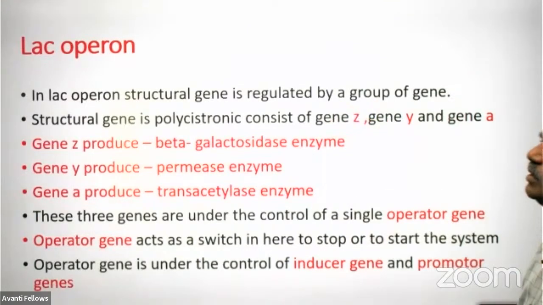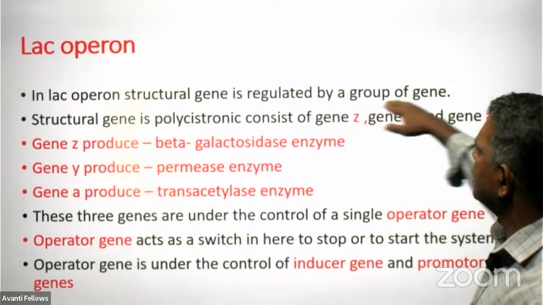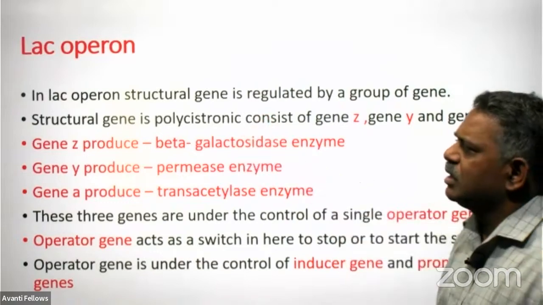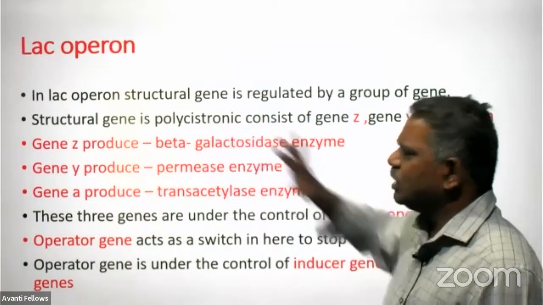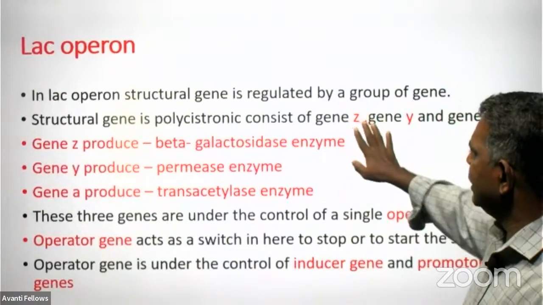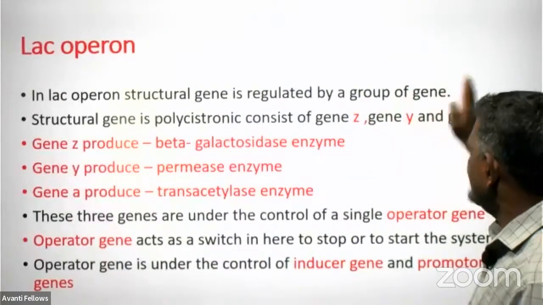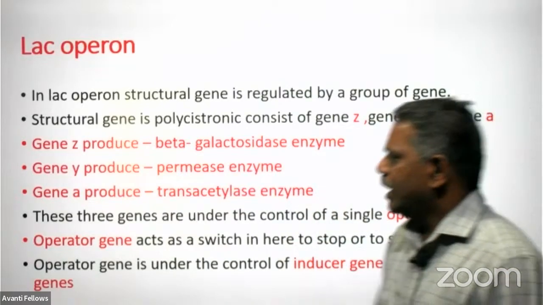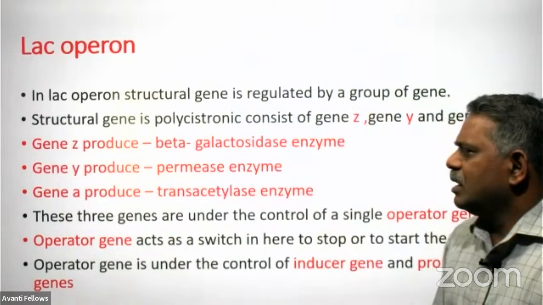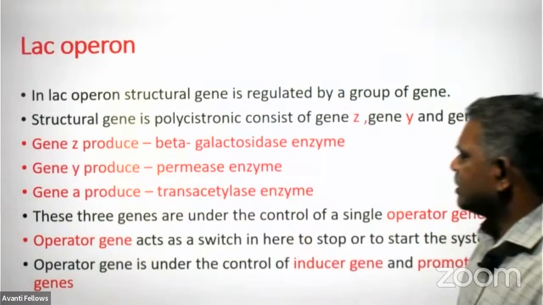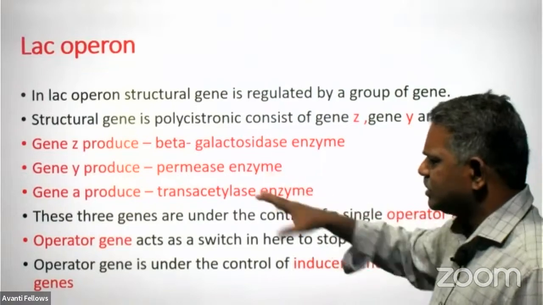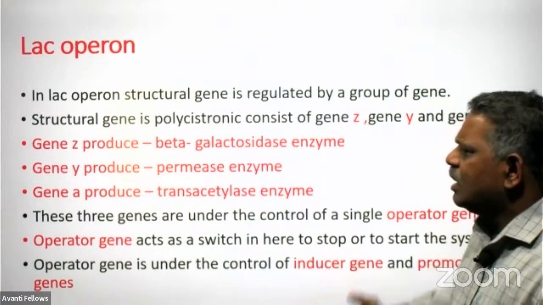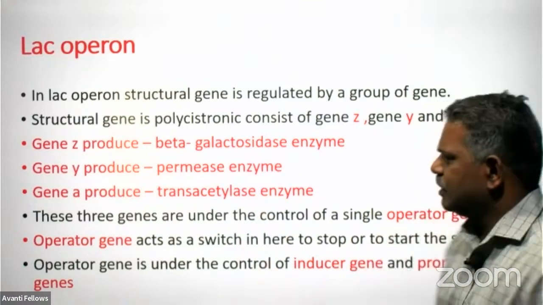See here, the lac operon structural gene is regulated by a group of genes. Structural gene means the gene that really expresses the proteins. The structural gene is polycistronic, consisting of three types of genes: Z, Y, and A. The Z gene produces the beta galactosidase enzyme, the Y gene produces the permease enzyme, and gene A produces the transacetylase enzyme. Actually, the permease enzyme increases the permeability of the membrane of E. coli so that lactose can easily enter inside.